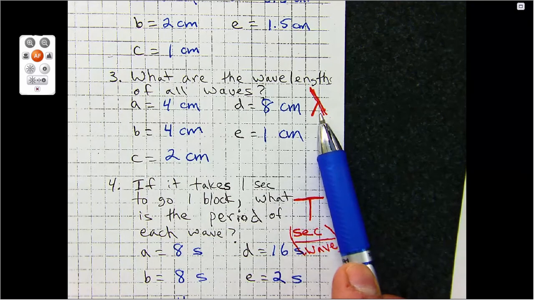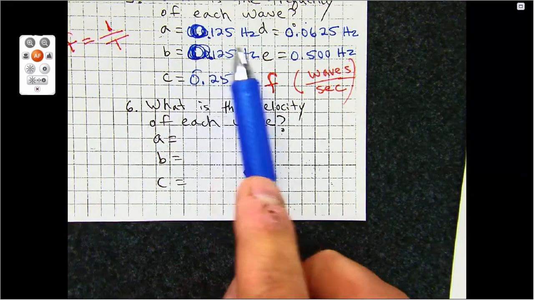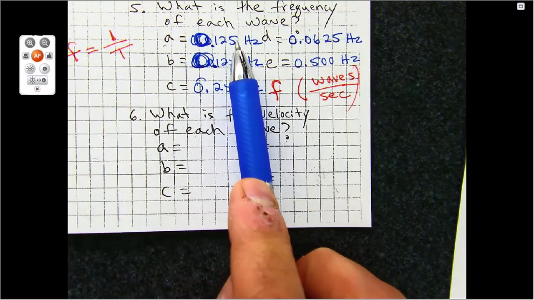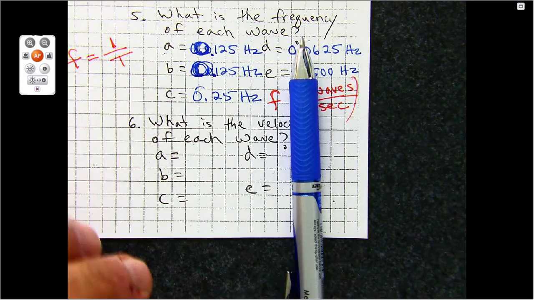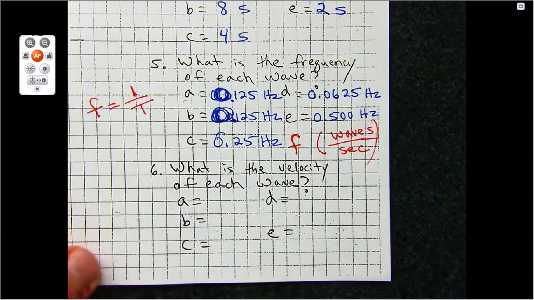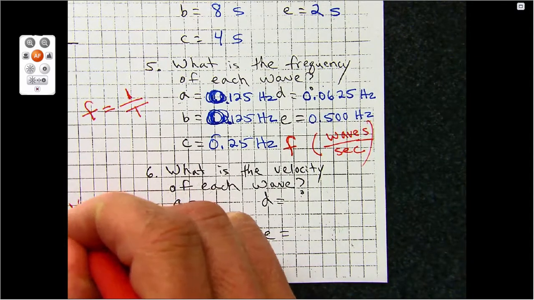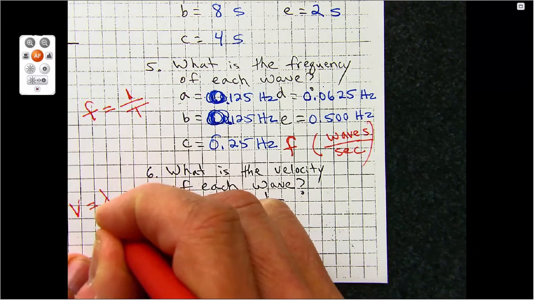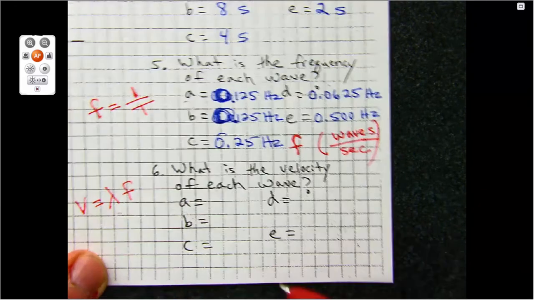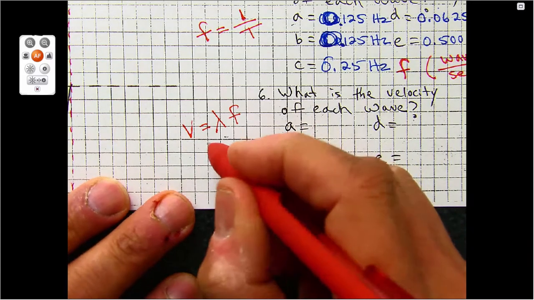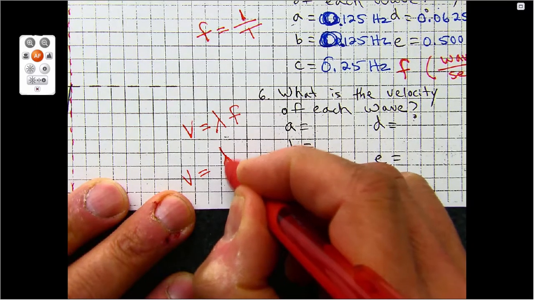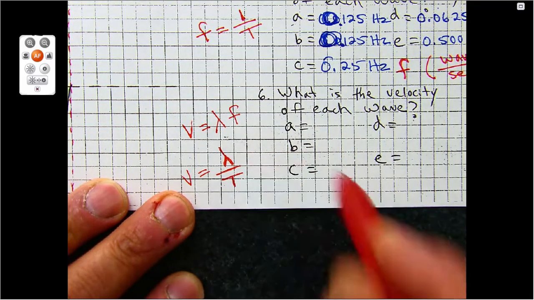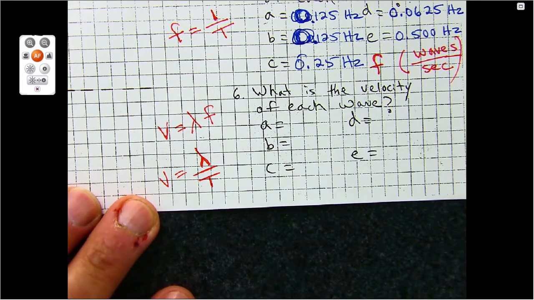The wavelength times frequency, because frequency puts the seconds in the denominator, correct? So your velocity you can do either way. Wavelength times the frequency would be meters per second, and velocity would be wavelength divided by the period. Either one.